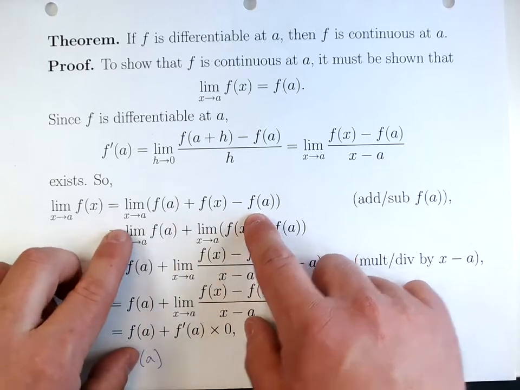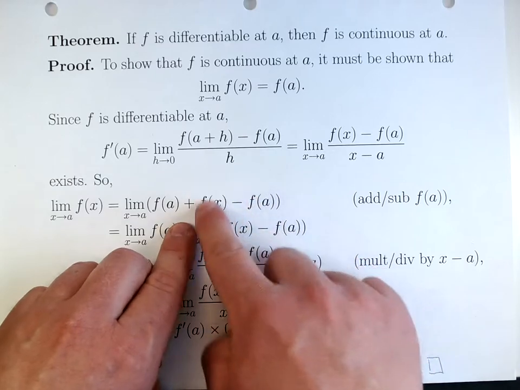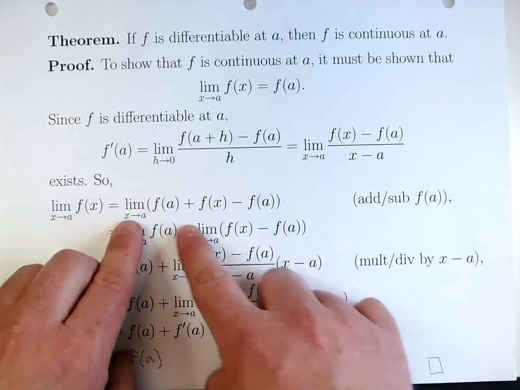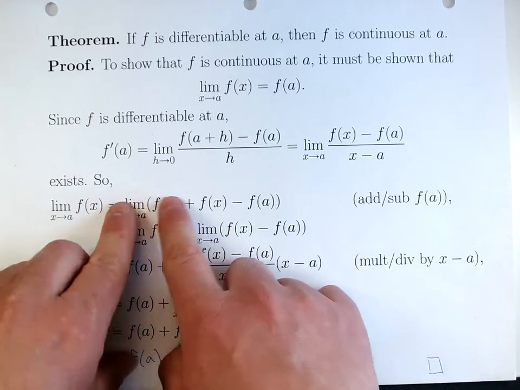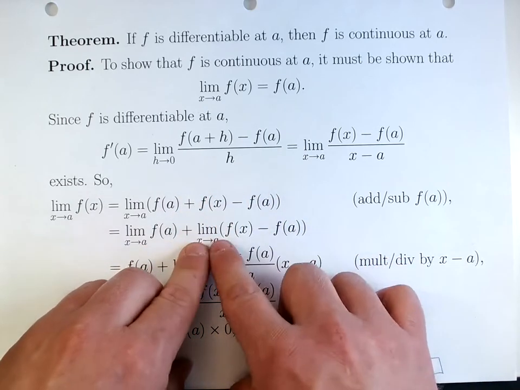Okay? So now, I've got a limit of f of a plus this thing that I want. So I'm going to separate the limit using a limit law to be the limit of the first chunk, f of a, plus the limit of the second chunk, the chunk that I'm interested in.